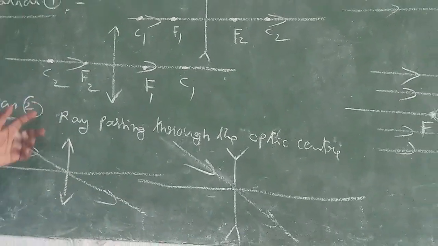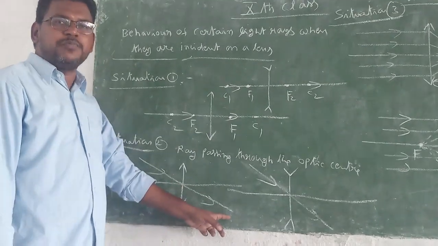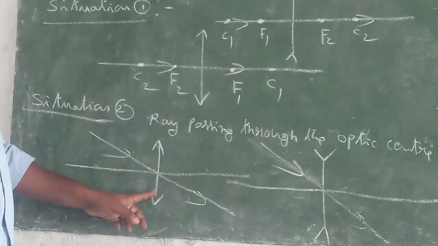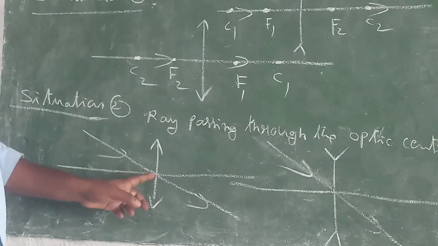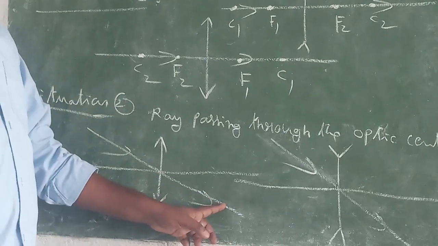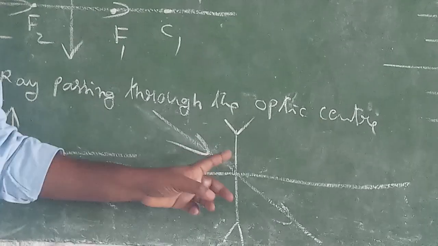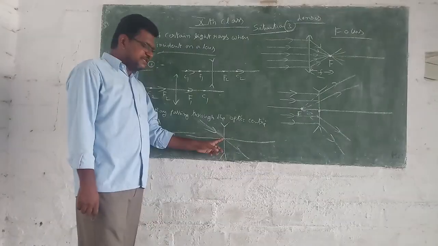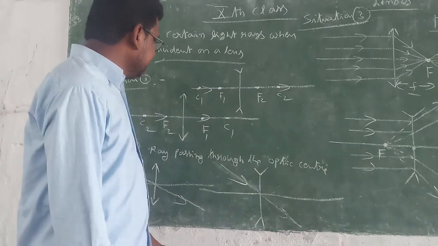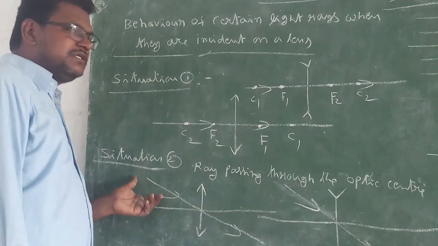When light passes through the optic center, it travels in the same path without any deviation. See here, in the case of a convex lens, the light is incident on the optic center and refracts in the same path without any deviation. Even in the case of a concave lens, when the light is incident at the optic center, it passes in the same direction without any deviation. So this is situation 1 and situation 2.